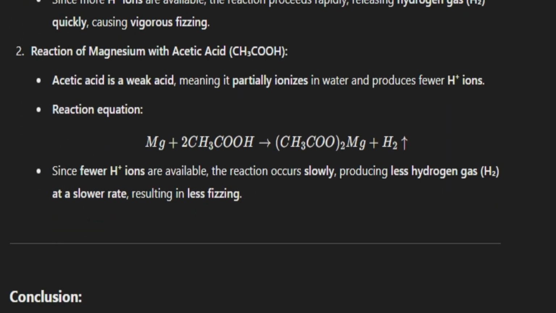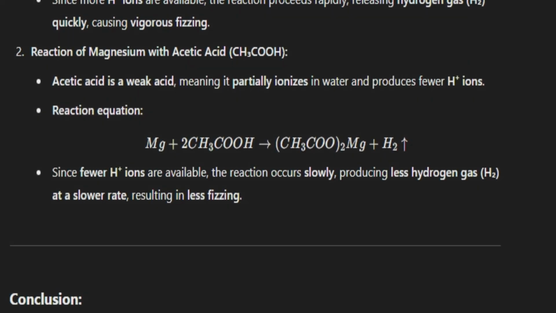2. Reaction of magnesium with acetic acid, CH3COOH. Acetic acid is a weak acid, meaning it partially ionizes in water and produces fewer H+ ions. Reaction equation: Mg plus 2CH3COOH gives (CH3COO)2Mg plus H2. Since fewer H+ ions are available, the reaction occurs slowly, producing less hydrogen gas, H2, at a slower rate, resulting in less fizzing.